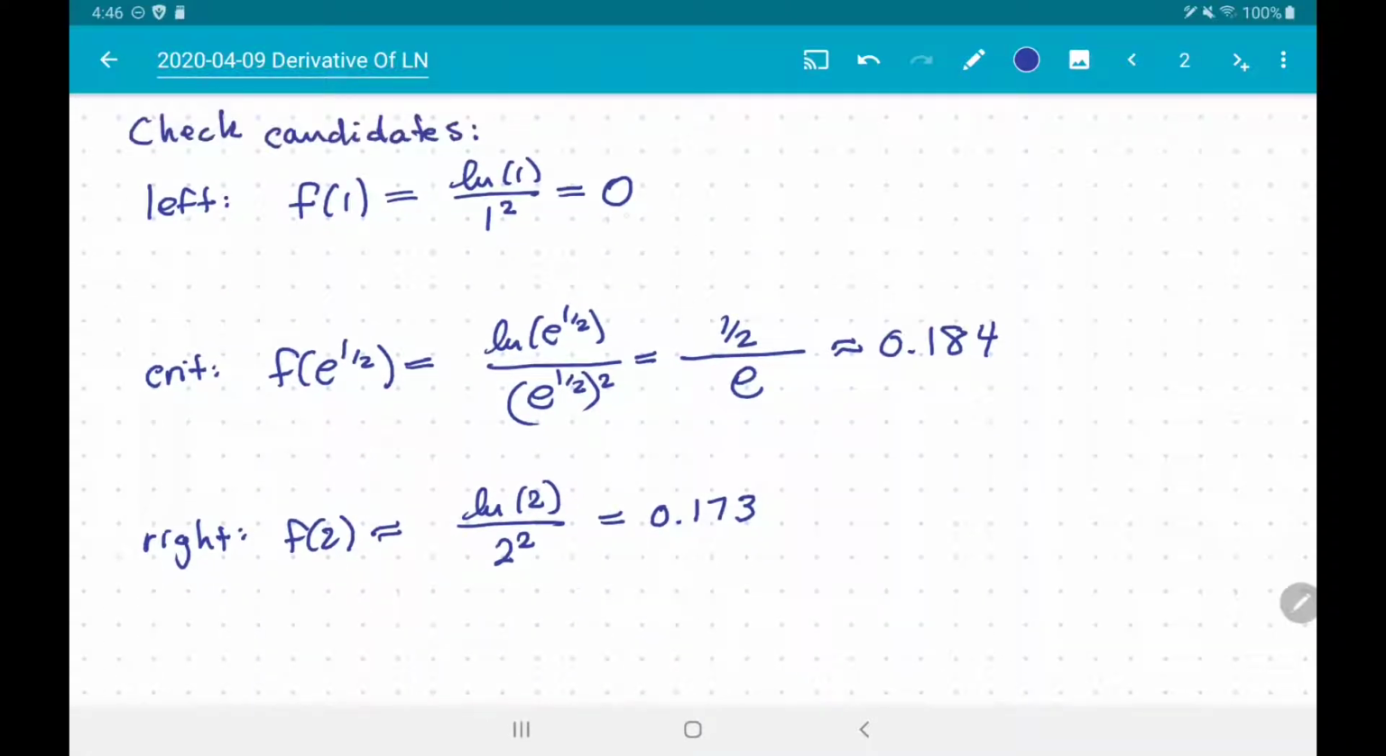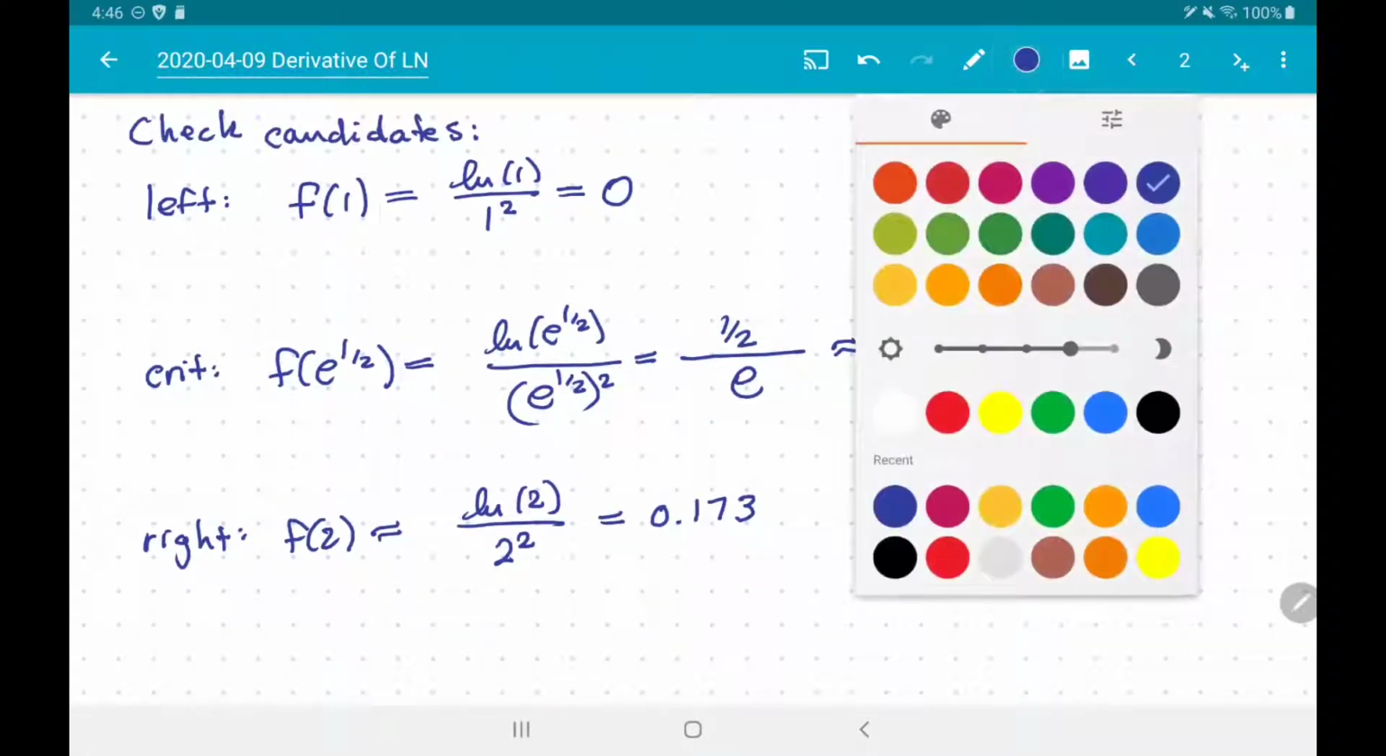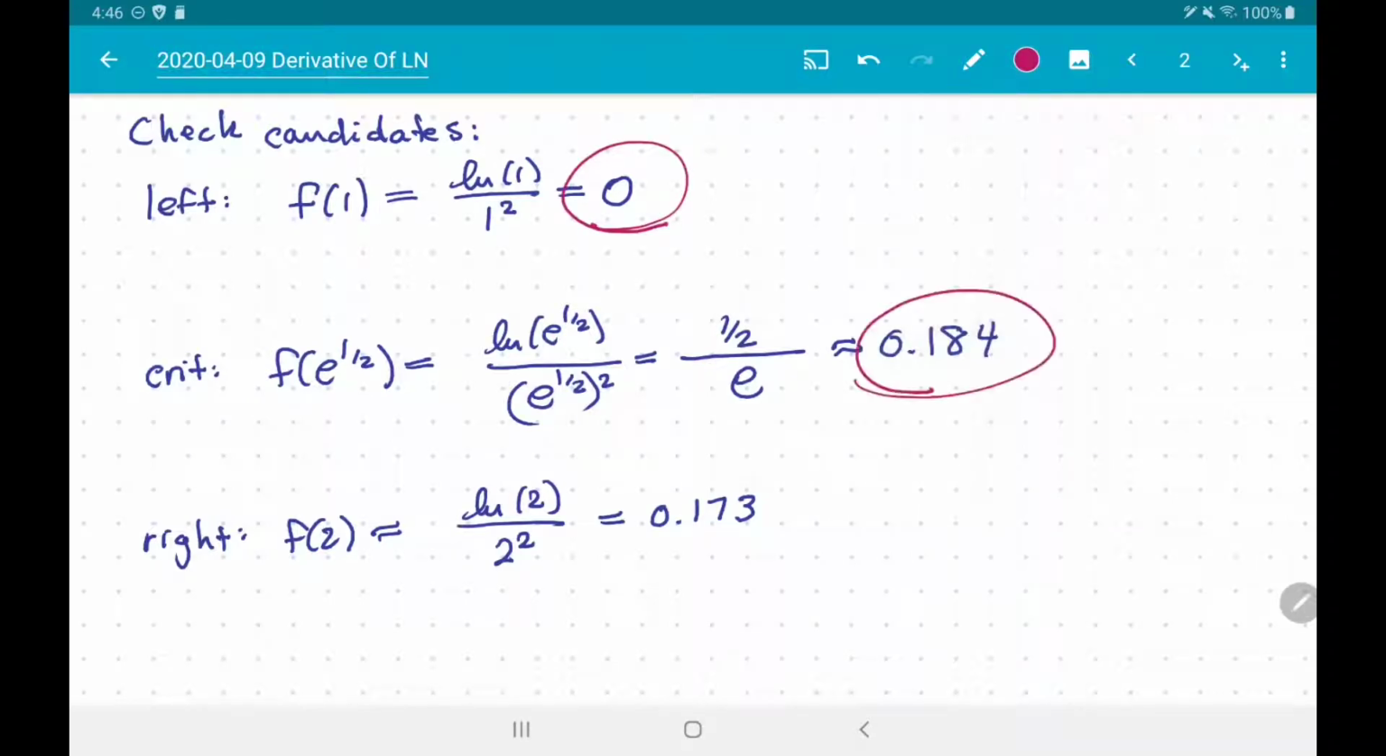Okay, so we now have three y coordinates. We have three y coordinates. Of these, which one is the greatest? That's the 0.184. So that is the absolute maximum value. Which of these three y coordinates is the least? The 0. That's the minimum.